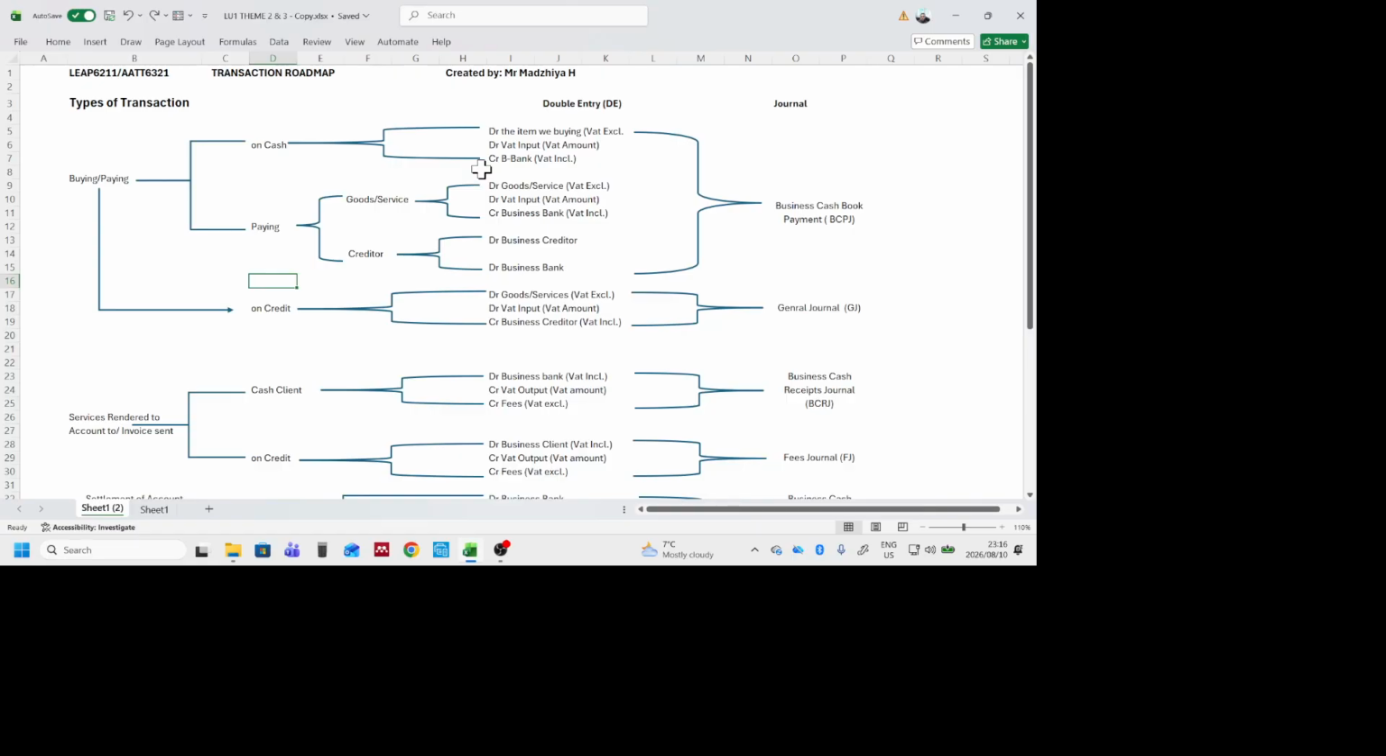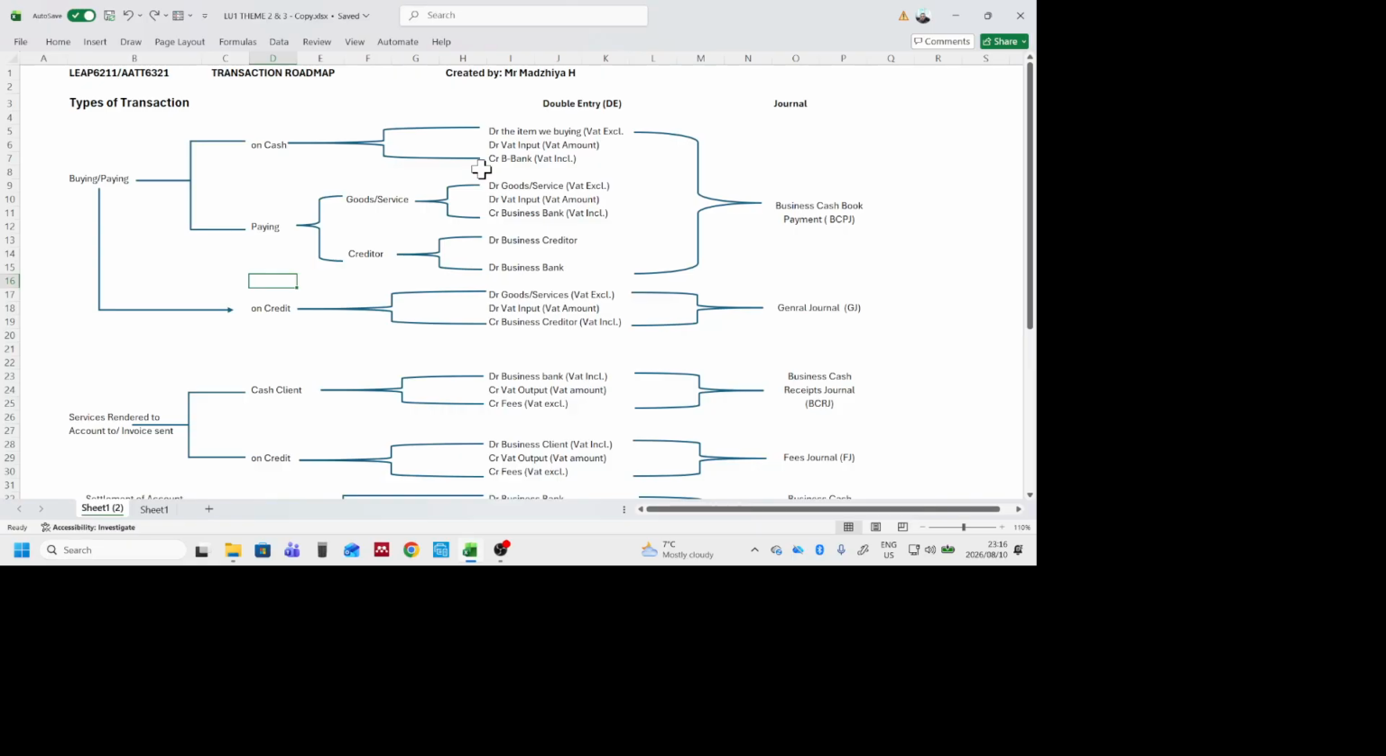Once you have calculated your total billable hours, you then say, this is my total fees. Then on the same fees, you're going to add the VAT. If you are registered as a VAT vendor, the VAT that you charge your client is the VAT that you're going to pay over to SARS.